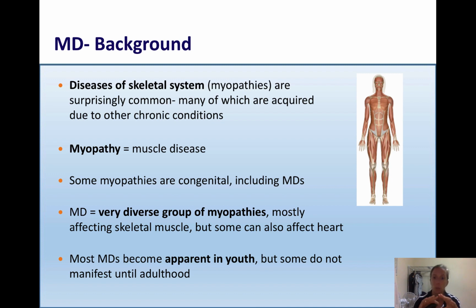So the general term MD describes a very diverse group of several different myopathies. Okay, now mostly these are affecting the skeletal muscle, but some can also affect the heart and the cardiac tissue, which we'll talk to. So most MDs do become apparent in youth. Some can manifest later in adulthood, but still they're pretty much all going to be present by that middle age range.